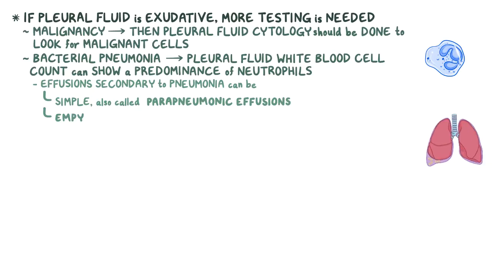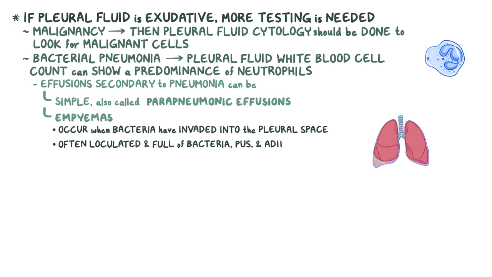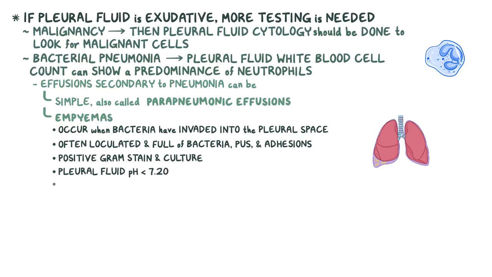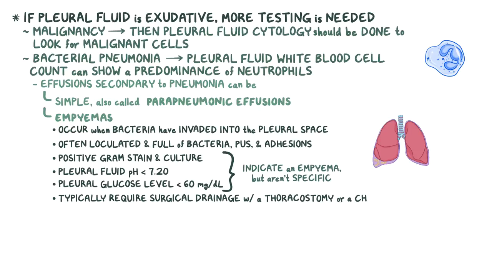On the other hand, empyemas occur when bacteria have actually invaded into the pleural space. Empyemas are often loculated and full of bacteria, pus, and adhesions. A positive Gram stain or culture, a pleural fluid pH of less than 7.2, or a pleural glucose level below 60 milligrams per deciliter can also indicate an empyema, but they're not specific. Alright, now empyemas typically require surgical drainage with a thoracostomy or chest tube in addition to antibiotics.